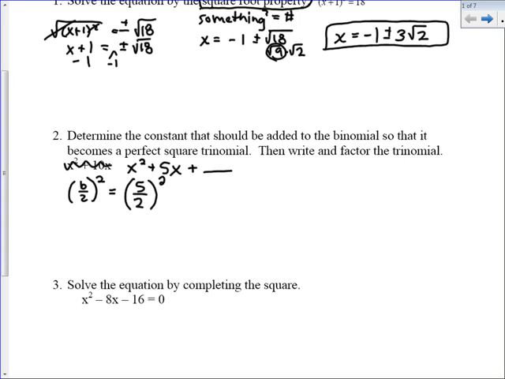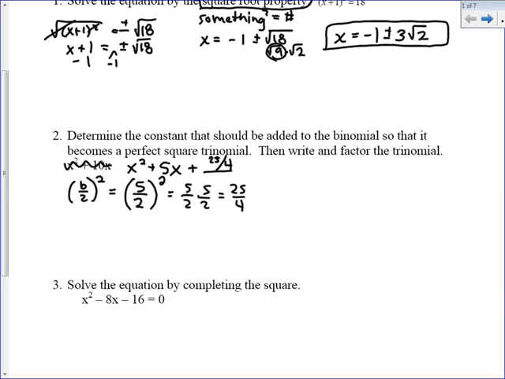And then square it. Now, a couple of options for squaring. You can either just distribute the squared, or squared just means multiply that fraction by itself. So you get 25 fourths. So up here, the constant that completes our perfect square trinomial is 25 fourths.